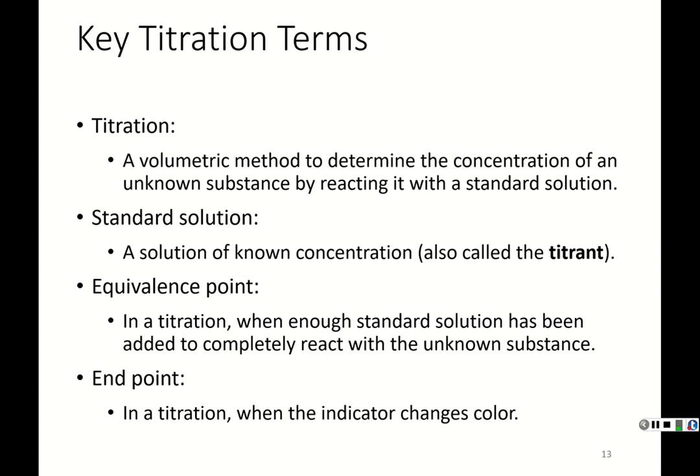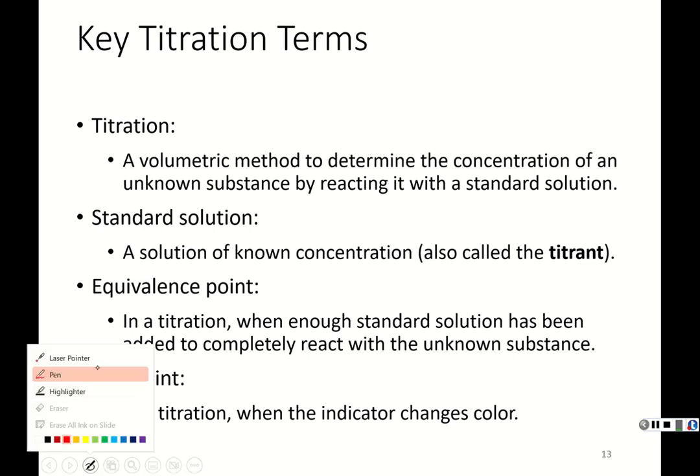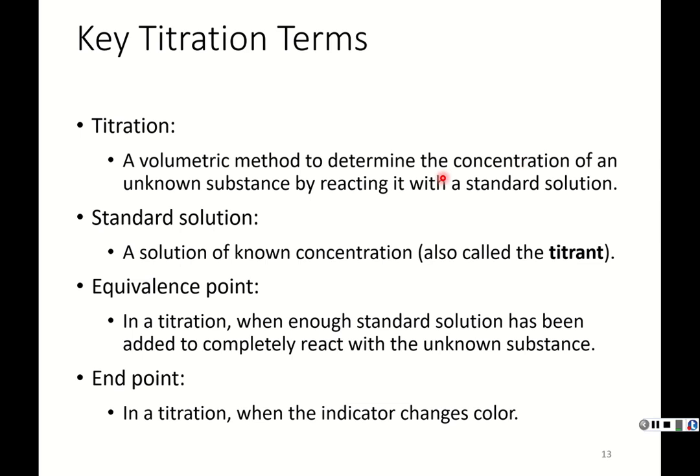Another thing we talked about in chapter 4 last quarter was titration. Okay, and what is a titration? It's a volumetric method to determine the concentration of an unknown substance, in this class most commonly an acid or a base, by reacting it with a standard solution. The standard solution is known as the titrant. That's when you know the concentration. When you reach what's known as the equivalence point, that's when you have enough standard solution added to completely react with the unknown substance. And hopefully your end point in your titration is basically the same as the equivalence point. That's how you know it's done.